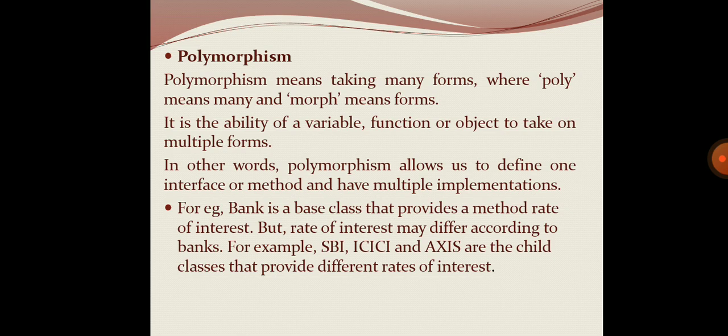Compile time polymorphism refers to a process in which a call to an overloaded method is resolved at compile time rather than at runtime. So method overloading is an example of compile time polymorphism. For example, Bank is a base class and it provides a method, rate of interest. The rate of interest may differ according to the bank.